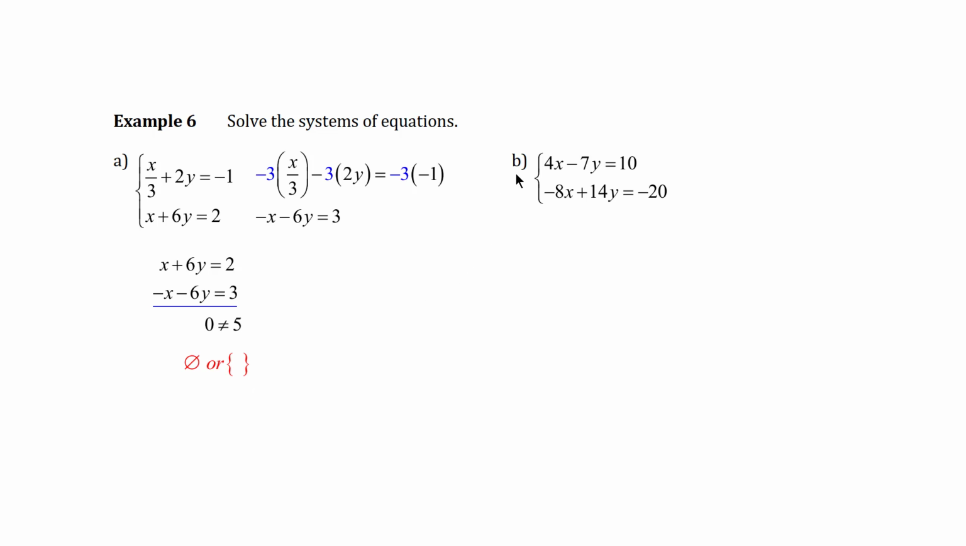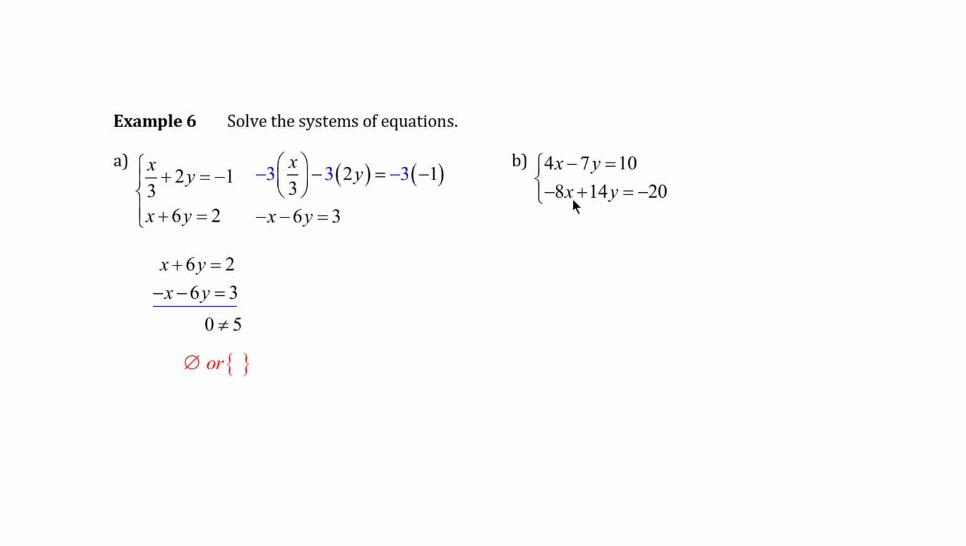Moving on to part B, we have the system of equations 4x minus 7y equals 10, and negative 8x plus 14y equals negative 20. We could see that both equations are written in standard form, so we just need to choose to eliminate either the x variable or the y variable. In this case, it won't really make a difference. However, I'm going to choose to eliminate the x variable.